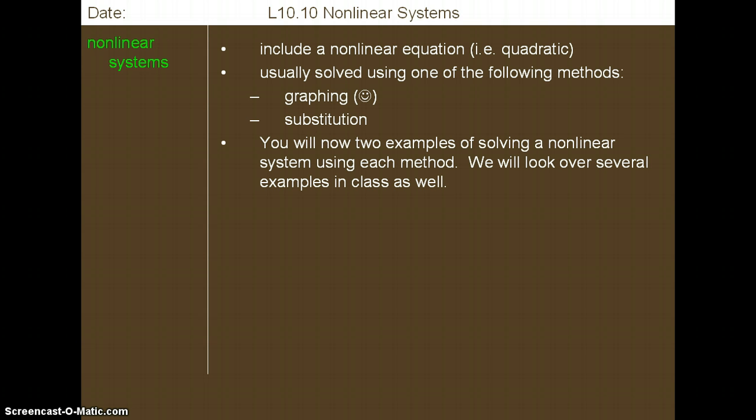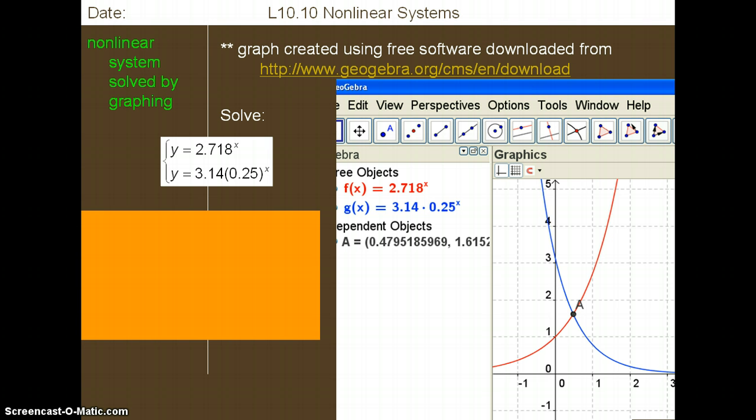We're going to see 2 examples of solving a nonlinear system using graphing, and 2 examples of solving a nonlinear system using substitution. We're going to look over a few other examples in class as well. So the first one asks us to solve the system y equals 2.718 to the power of x and y equals 3.14 times 0.25 to the power of x. The graph that I used for this one was using the software that I downloaded from algebra.org.